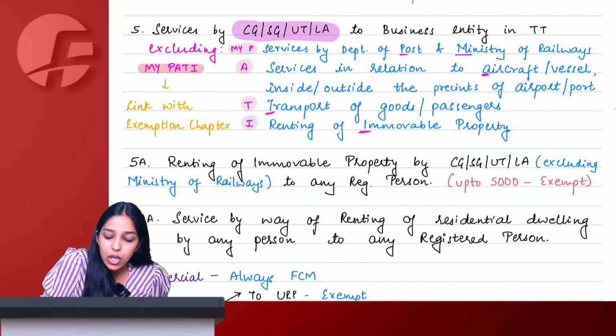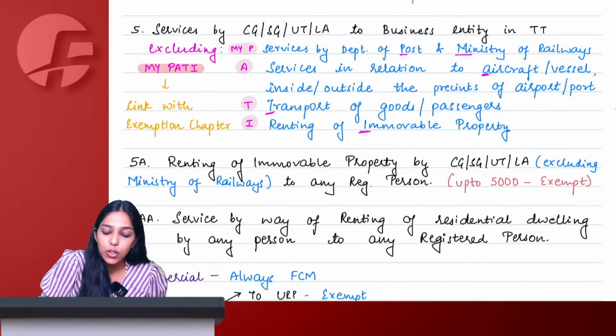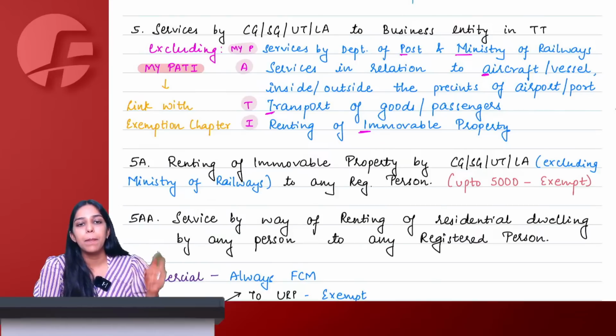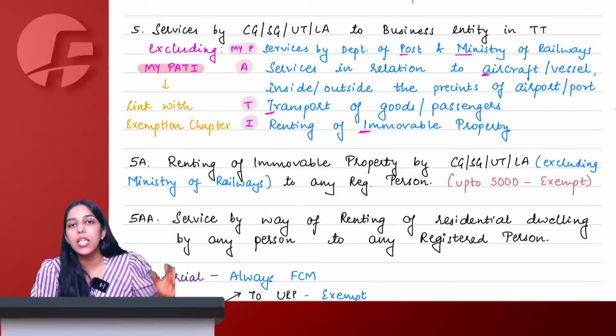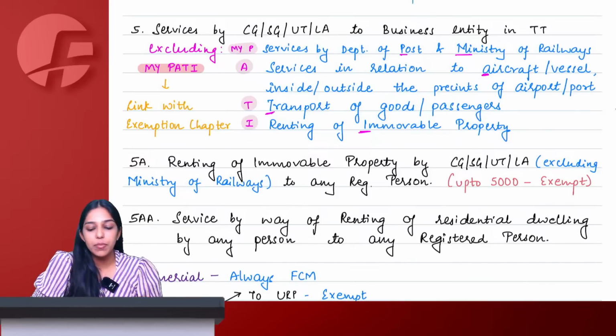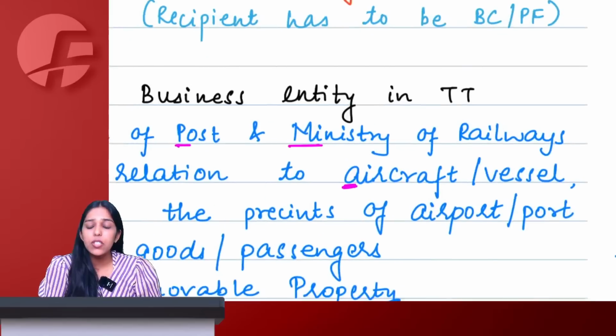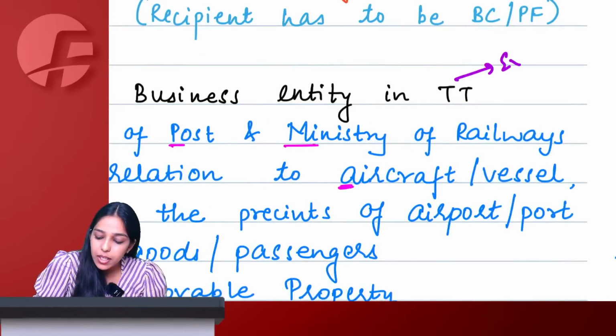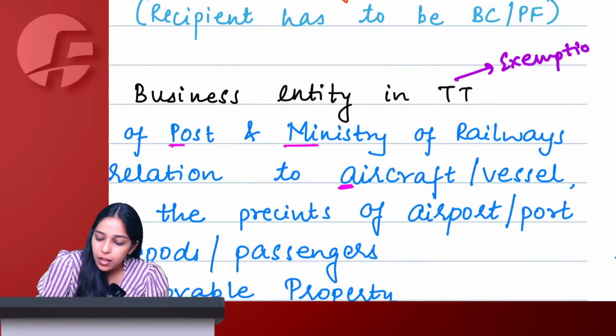Services by central government, state government, union territory, local authority to business entity in taxable territory. So if government is providing any services to a business entity, then the business entity also has to pay tax under reverse charge mechanism. There are some additional conditions attached to it, which we will study in the chapter of exemption.